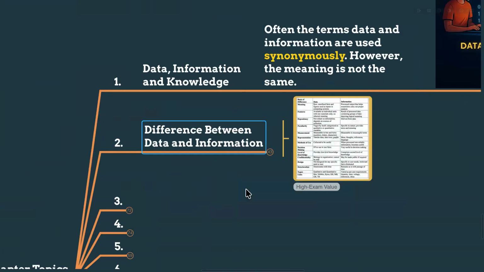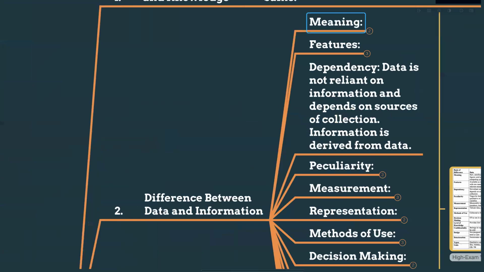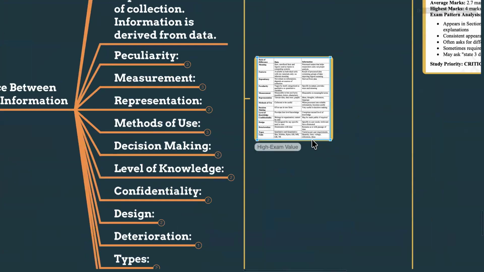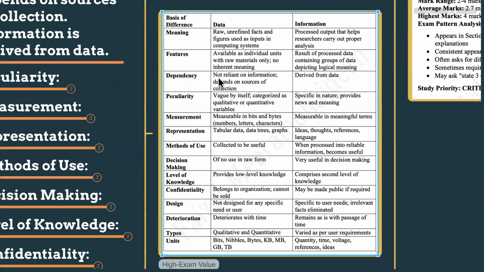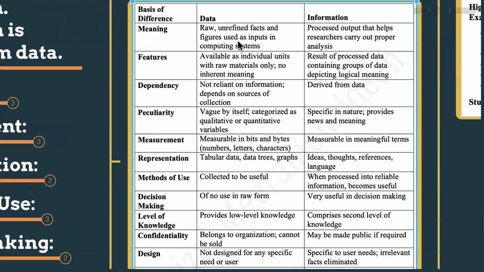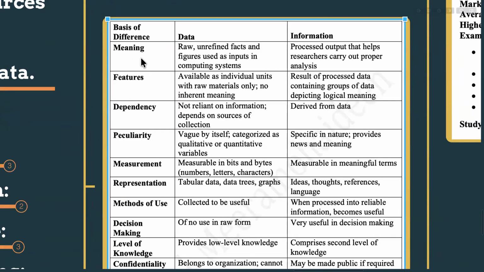So now let's move to that particular exam topic, the difference between data and information, in the high exam value area. I have mentioned this is a high exam value area. You must remember and understand it, and please build knowledge about this difference between data and information, because in half of the exam papers the question is there, right? Now you can see the meaning, the basis of difference: data is raw, unrefined facts and figures used as inputs in computing systems, right?